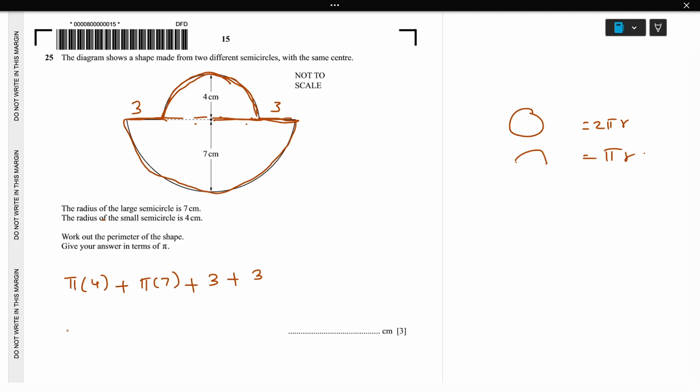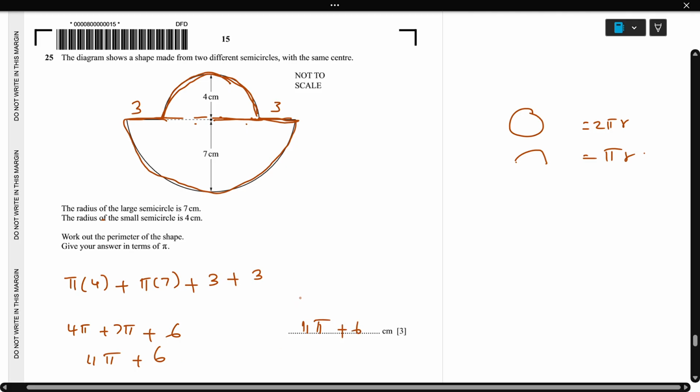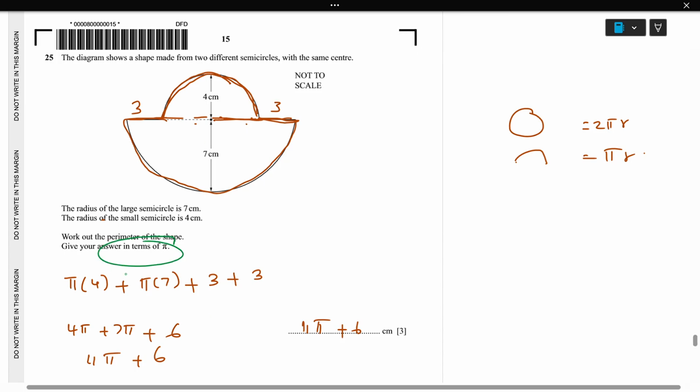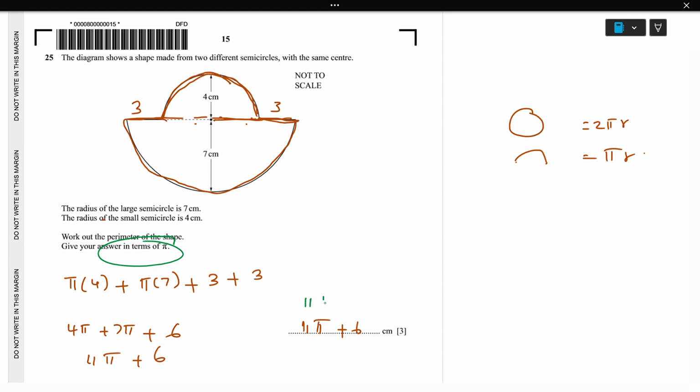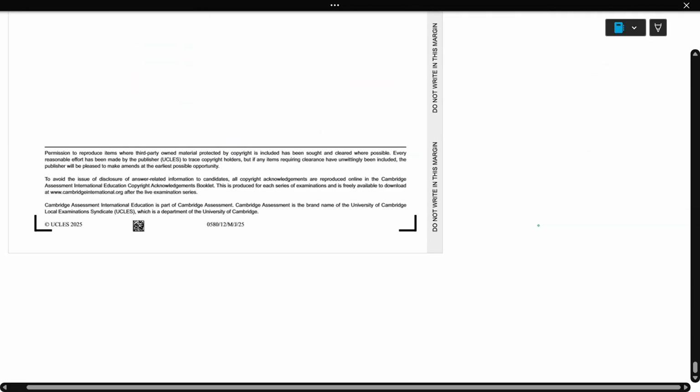So the answer is going to be, this is 4 pi, this is 7 pi plus 6. So 4 pi plus 7 pi is going to be 11 pi plus 6. So final answer 11 pi plus 6. So write this way, because the answer is asked in terms of pi, so we are leaving 11 pi plus 6. Okay, that's the end of the paper.